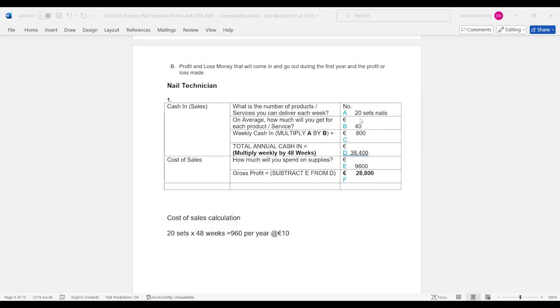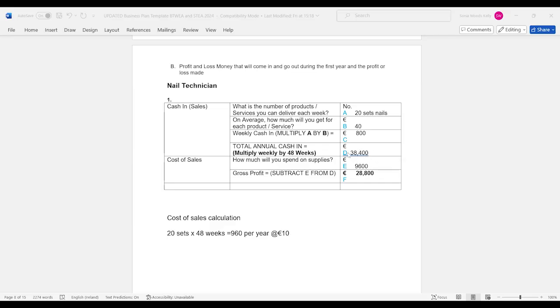So if we go with 20, the weekly quantity being 20, and in this case it's sets of nails, the selling price being 40, by multiplying 20 and 40, I get a weekly income, or weekly sales, of 800 euros. I'm then asked to multiply that by 48, just because it's unlikely that an individual is going to be able to work at full capacity for 52 weeks of the year. A fair average, given holidays and time off, is 48 weeks.